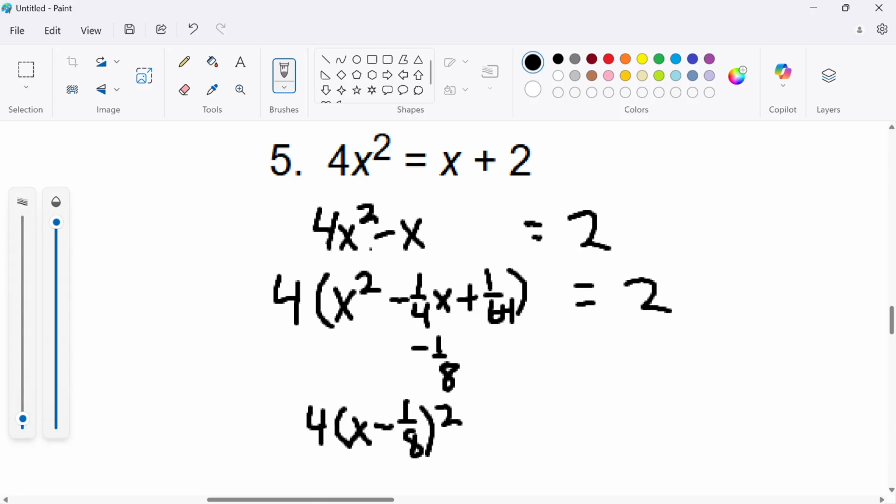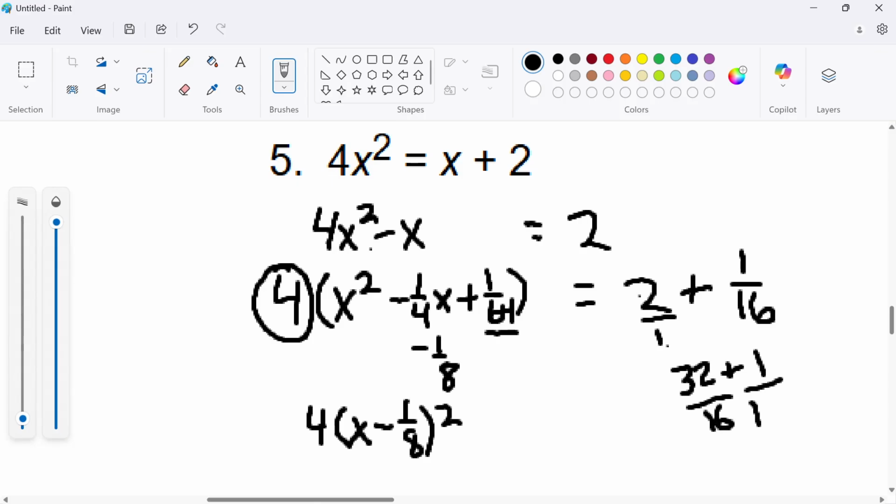Now I have to put something on this other side to balance, but it's not just 1/64. Everything inside those parentheses is multiplied by that 4. So what's 4 times 1/64? Well, 4 goes into 64 16 times. This is plus 1/16. And now I will add 2. This is 2 over 1. 1 goes into 16 16 times. 2 times 16 is 32. Plus 1, both are over 16, equals 33/16.